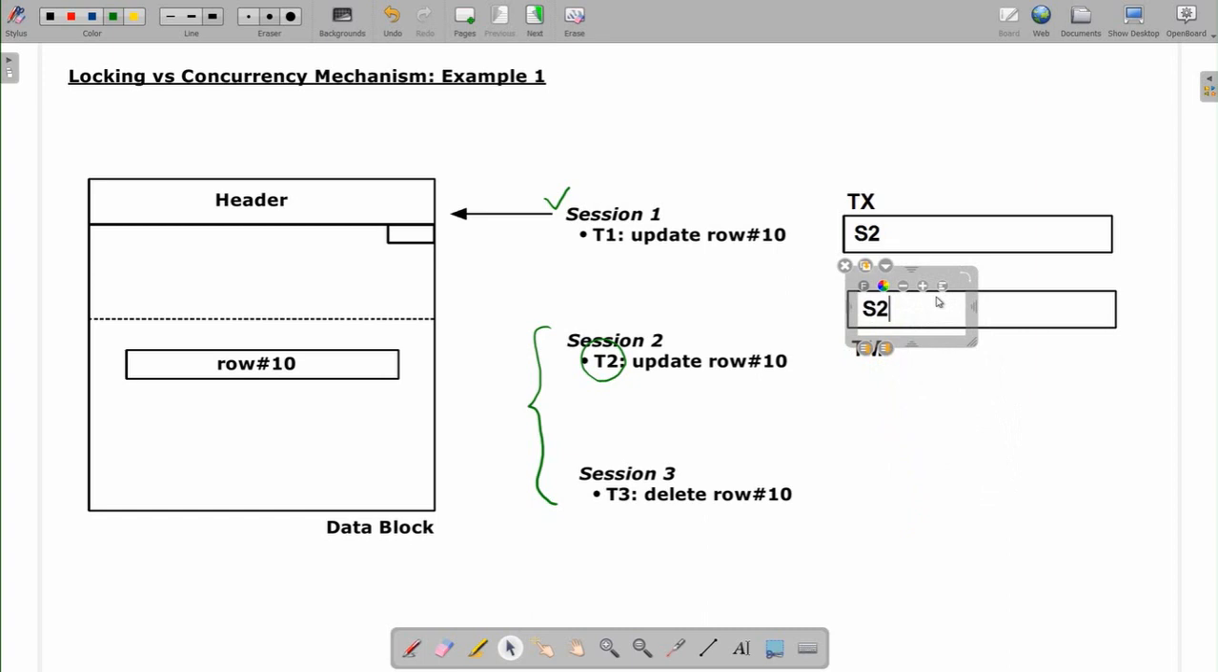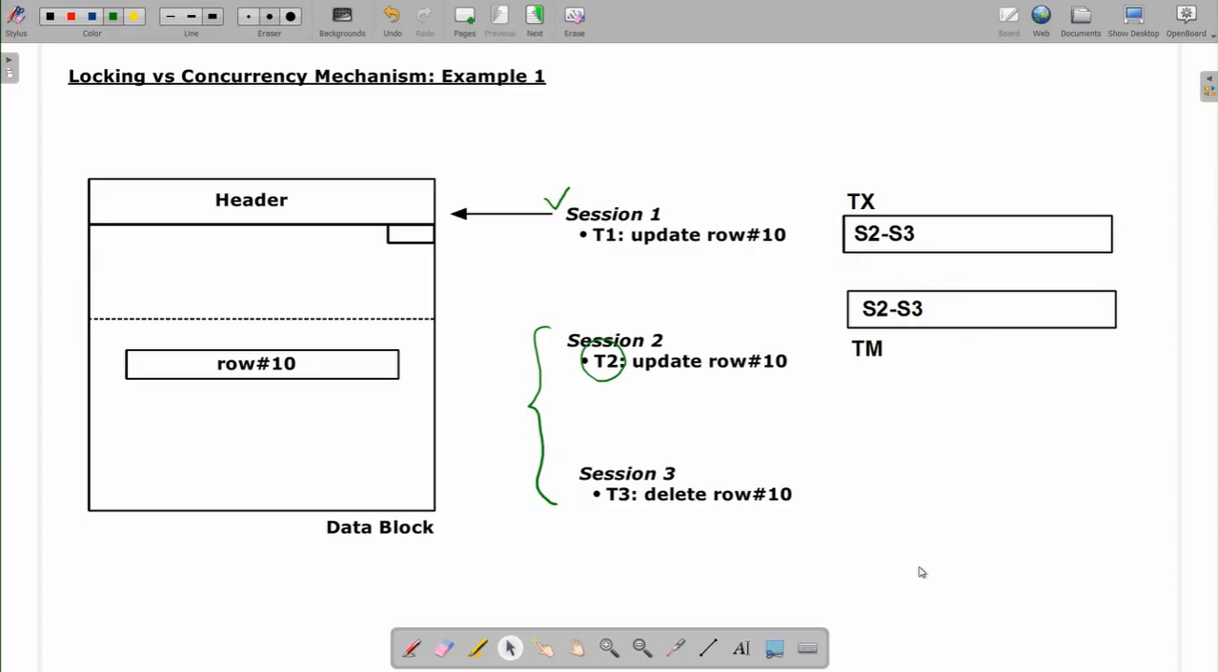And when session 3 requests the same row for a delete statement, but the TX and TM locks are held by session 1, session 3's request must be enqueued in the TX and the TM enqueue as well. So we will have another session request, session 3, in the TX enqueue and TM enqueue, where two requests are saved.